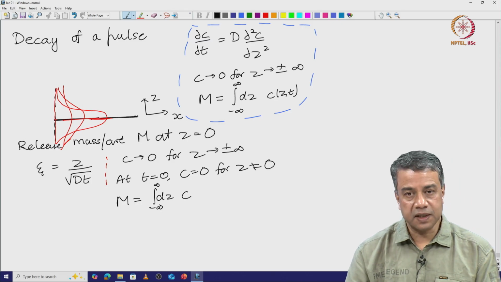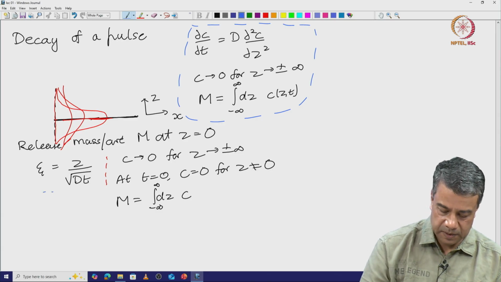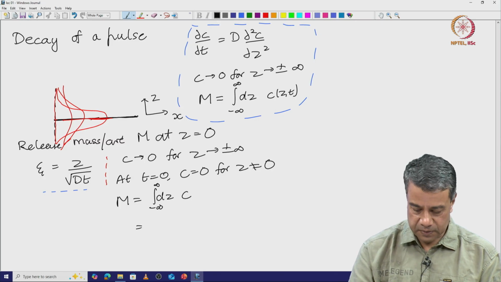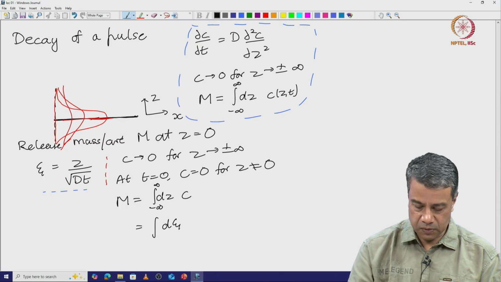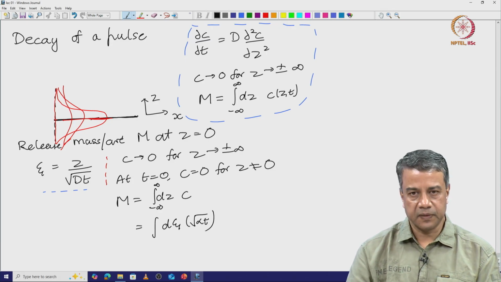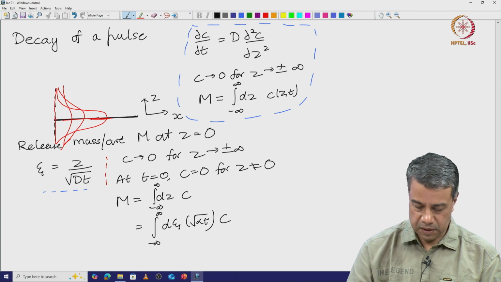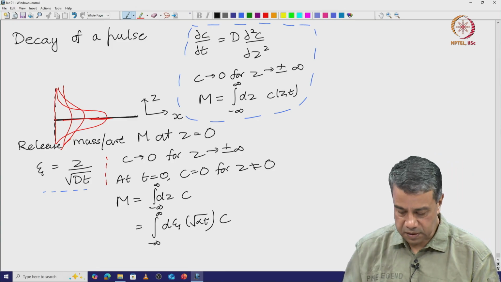The z coordinate can be expressed in terms of the similarity variable. So, this becomes equal to the integral of d psi times root of alpha t times C, because z is root alpha t times psi, therefore, dz is square root of alpha t times d psi.